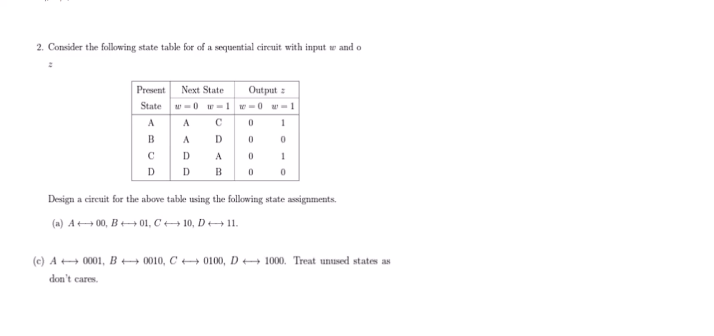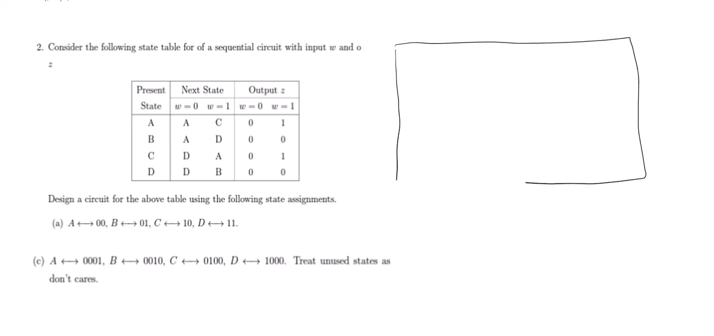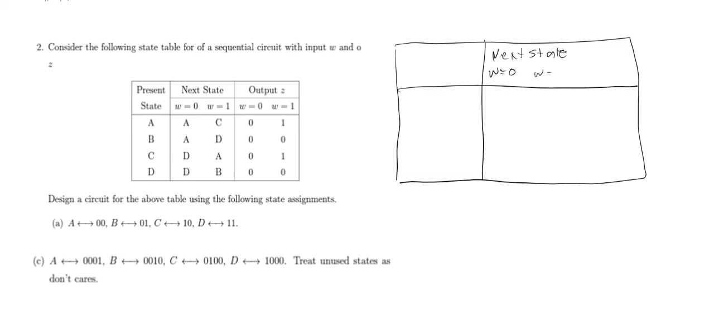In this problem, we're going to see what happens when we use different state assignments. So for the first one, we're given the state assignments A is 0, 0, B 0, 1, C 1, 0, and D 1, 1. So first we'll just redraw the table using those. And the output doesn't change, so that stays the way it is.